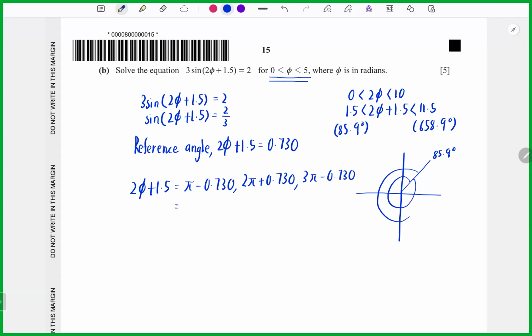And then one more part is 3 pi minus 0.730. Okay, pi minus 0.730. So you will get 2.4159, to 7.013, to 8.69, 6947.